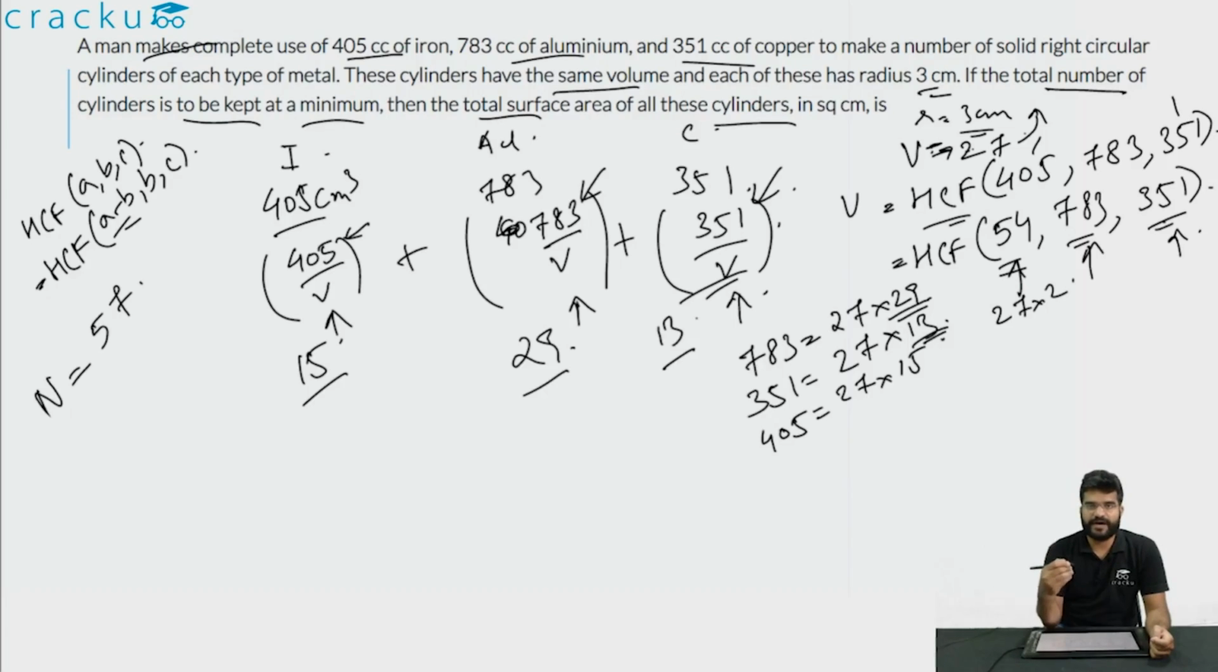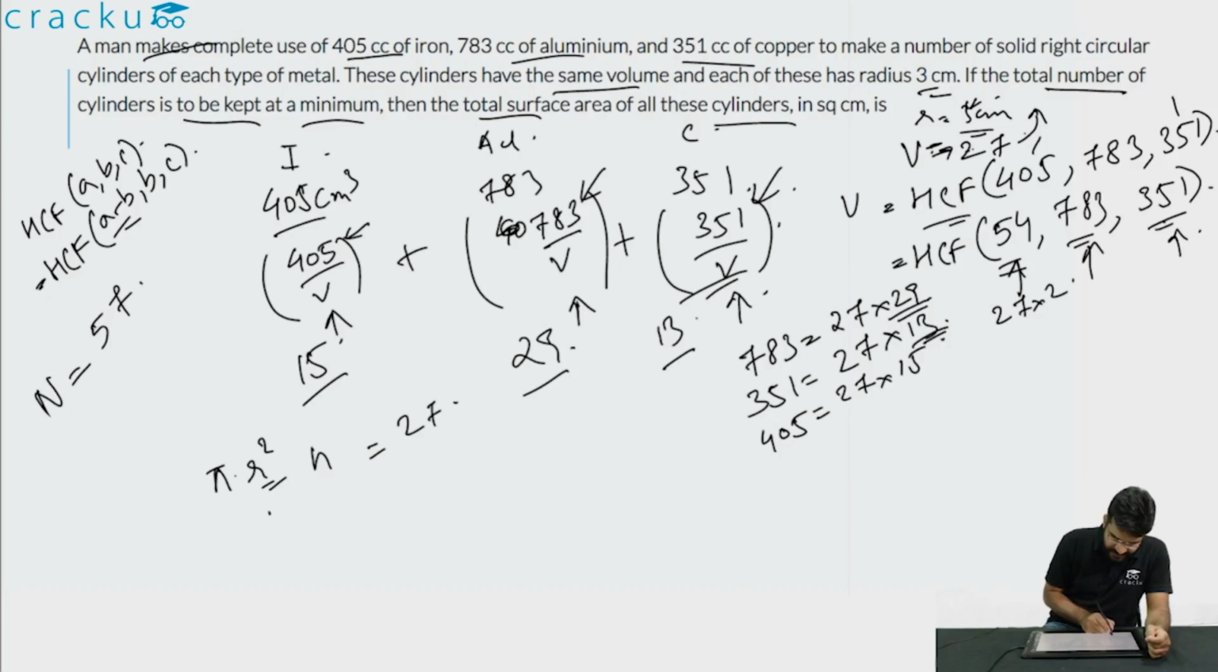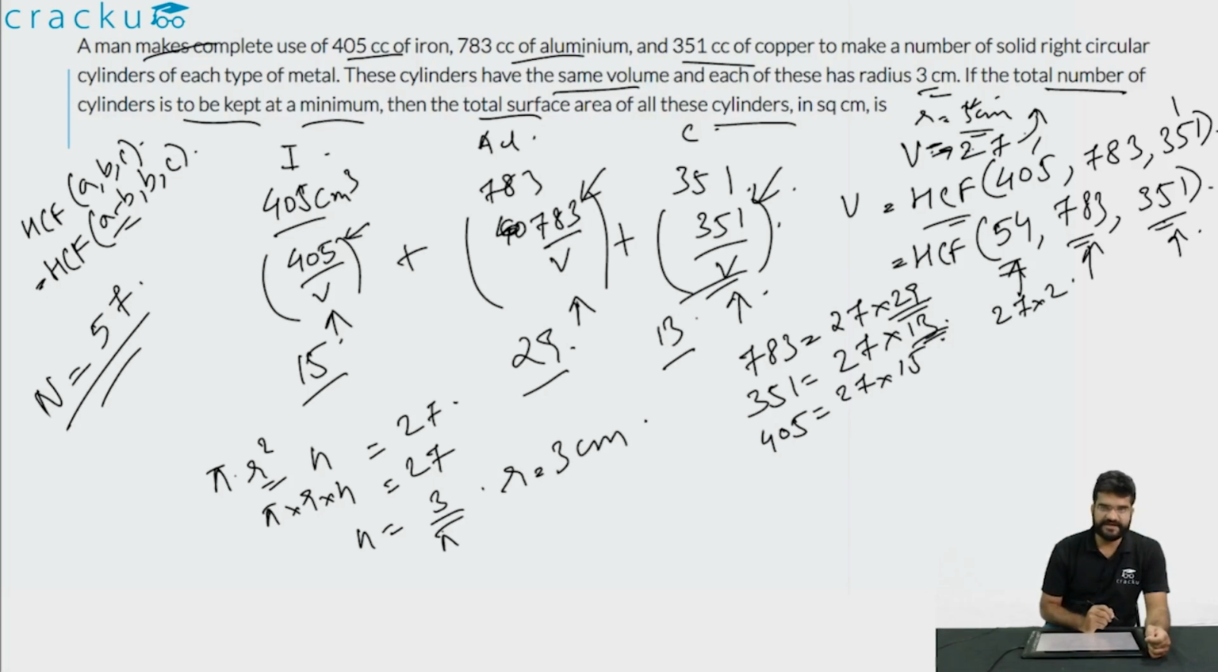Now let us calculate the height of the small cylinders. We need the height to calculate the total surface area. So if the height is h, the volume of the small cylinder will be pi into r square into h. This is equal to 27. We know that r is equal to 3. So pi into 9 into h is equal to 27, or h is equal to 3 by pi. So each of the small cylinders has height 3 by pi, the radius is 3 centimeters, and the total number of such small cylinders is 57.